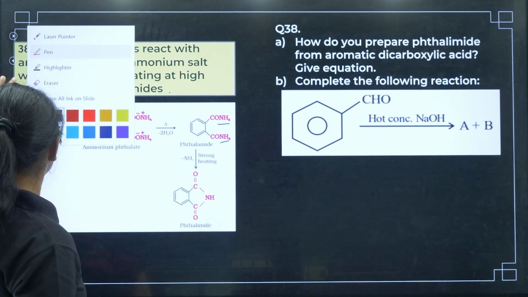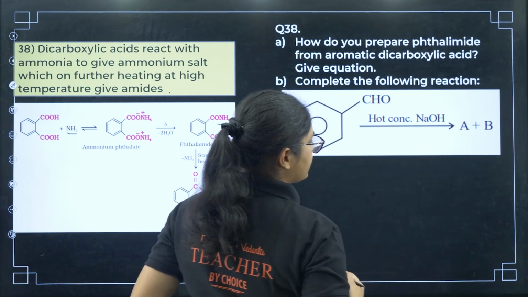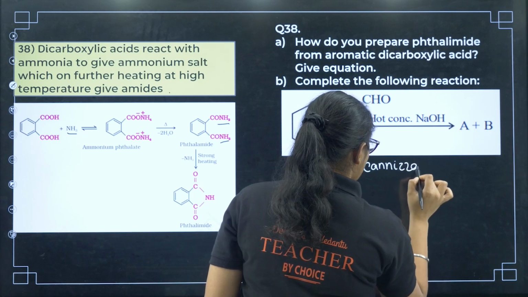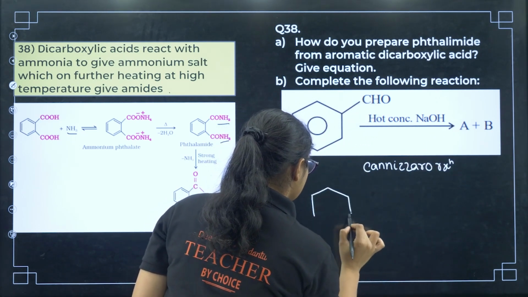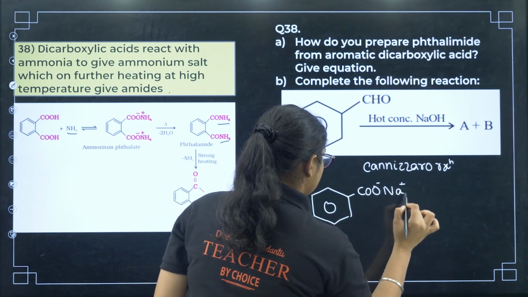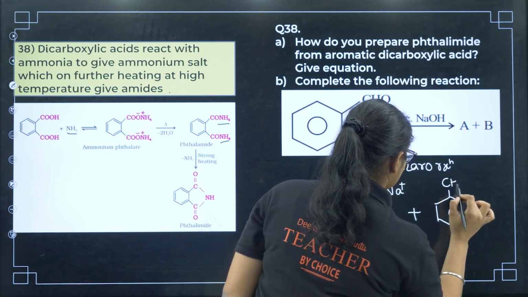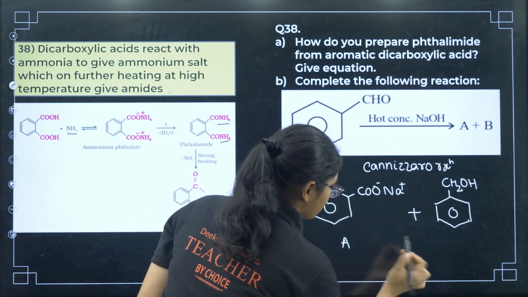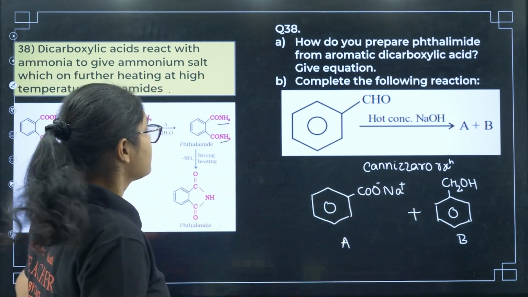Now, next one, if you treat benzaldehyde with hot concentrated NaOH, this will undergo what? Cannizzaro reaction, right? So, what will this give you? A formed here will be COO minus Na plus, and the other one will be your oxidized product and one will be your reduced product, right? So, you can write this one as A or that one as anything, it is fine. So, this is your Cannizzaro reaction products.